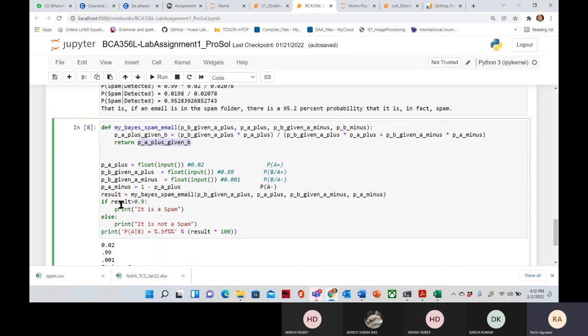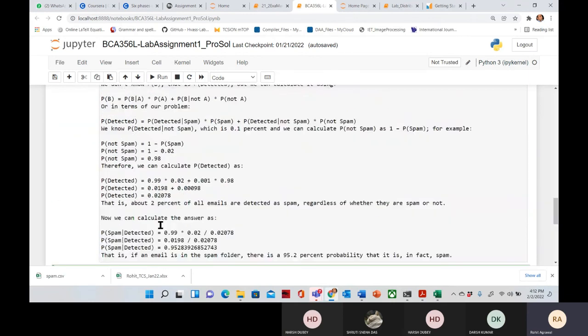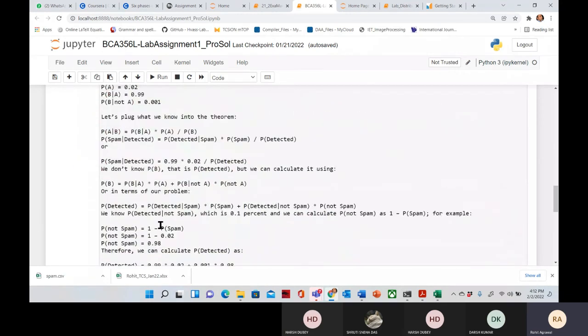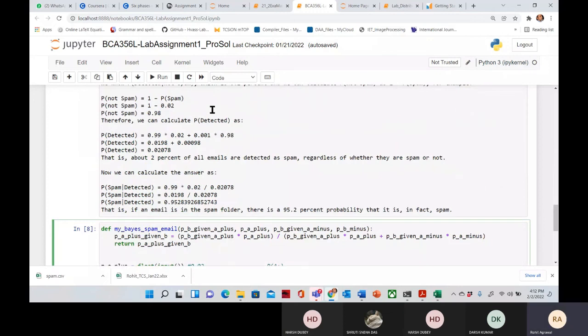After returning this value, I just need to write an if else condition. If this result is greater than 0.9, then it is spam, else it is not spam. Clear? Yes, sir. So this is the third question. Just complete all these three questions, and then I'm waiting. You can have your time and then you can ask your doubts.